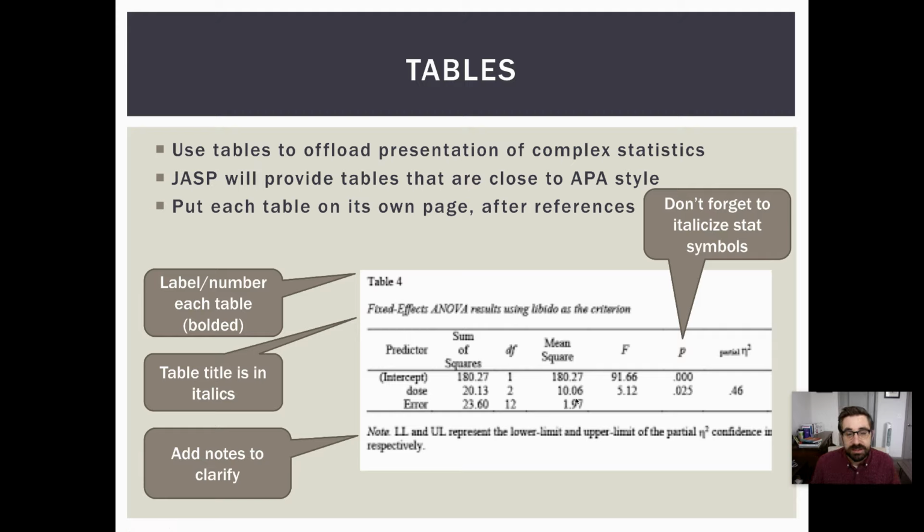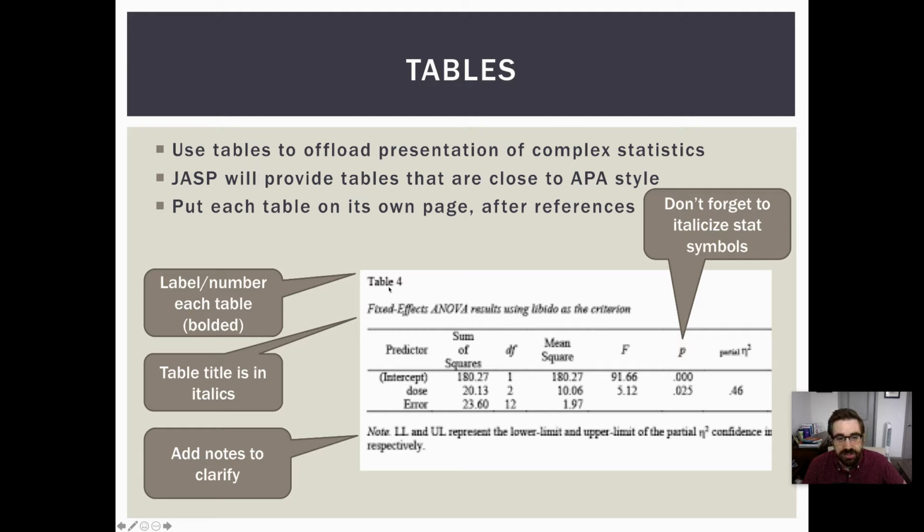Okay. As I stated earlier, if you have a lot of results or you want to offload the numbers into a table so you can focus on describing the results in words, you can include a table. Some of your statistical programs like JASP will provide tables that are pretty close to APA style, but not exactly right. So you might want to take those as the basis and then make some small changes. Don't forget you're going to want to italicize your statistical symbols.